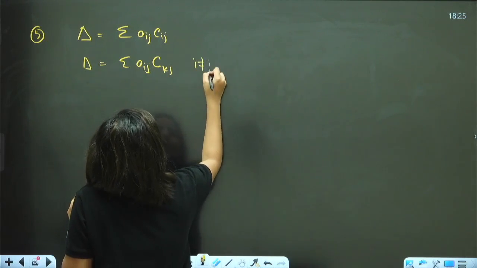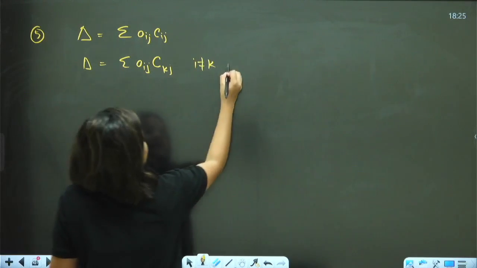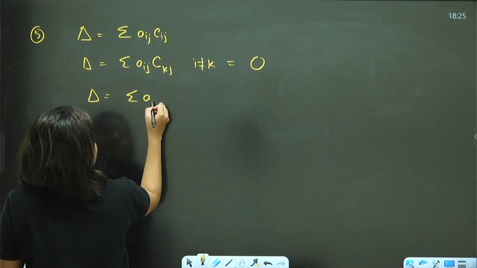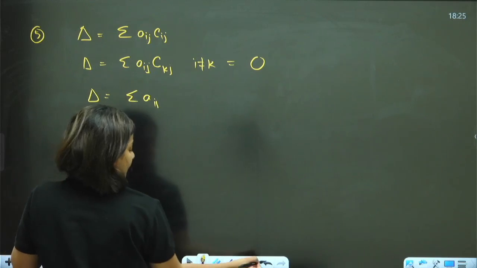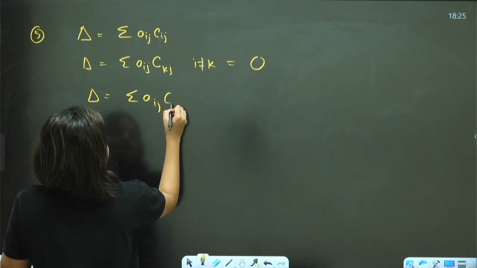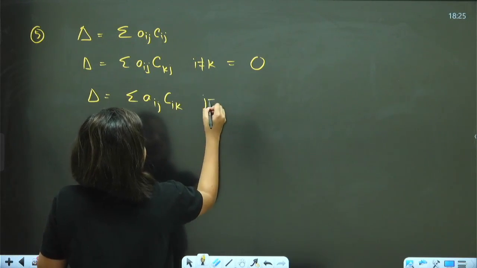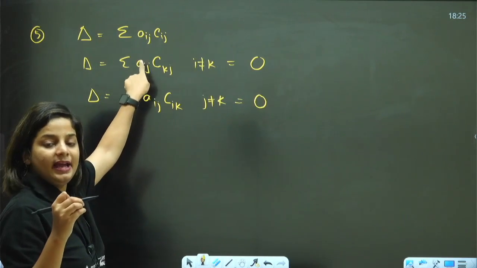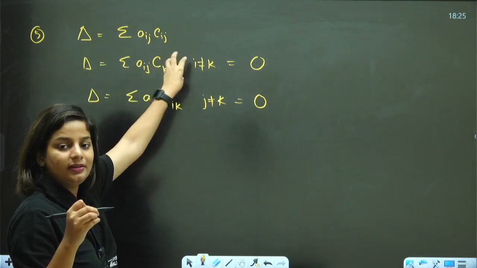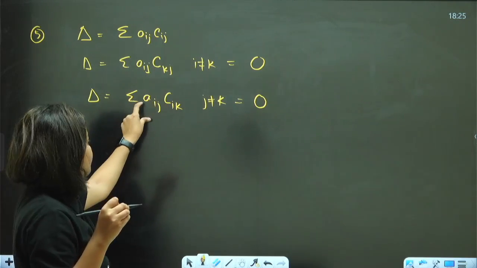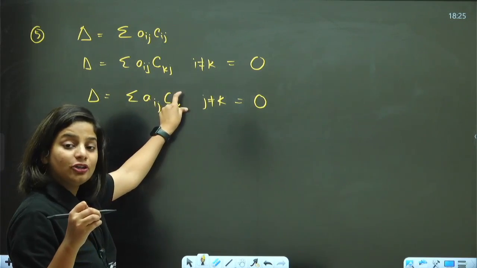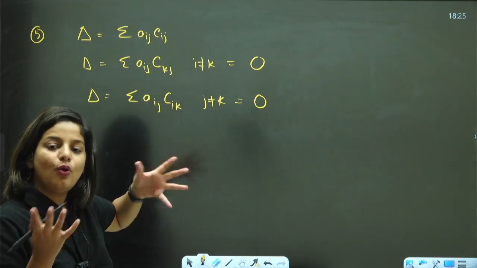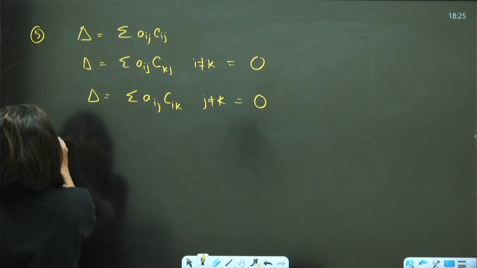i and k are not equal, right? These two elements are not equal. Then in this case it will be 0. Similarly, if delta is equal to summation of Aij into Cik, where j and k are not equal, again it will be 0. What it simply means is you are multiplying an element of some row and cofactor of another row. Element of some row and cofactor of another column. So when you have elements and cofactors of different row and column, the answer comes out to be 0.